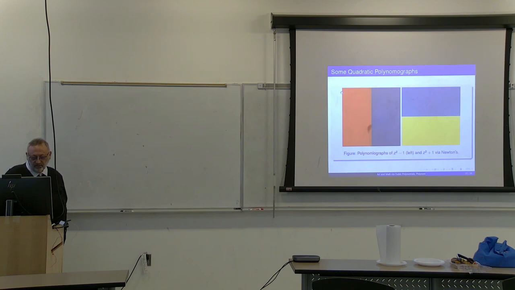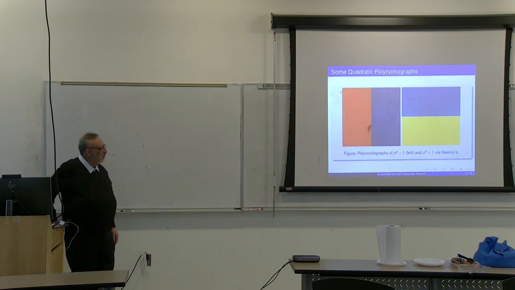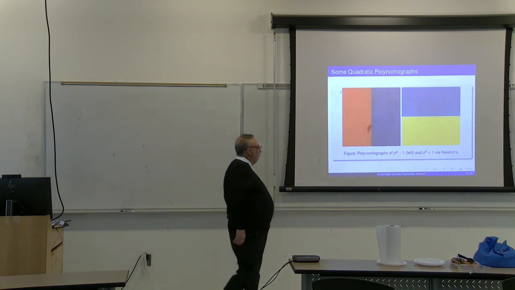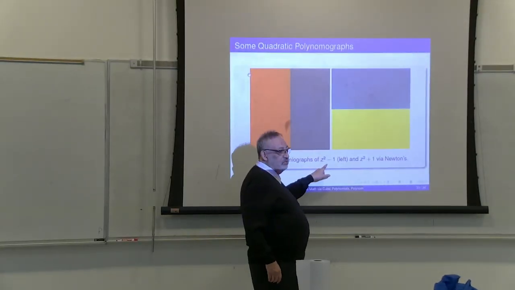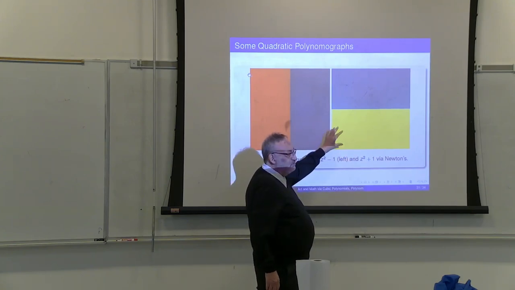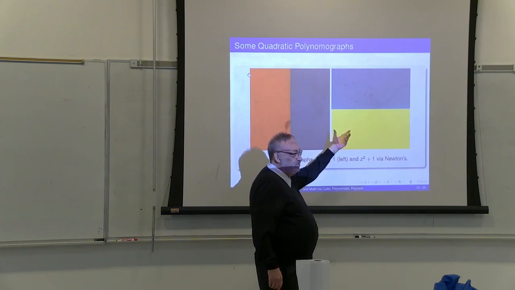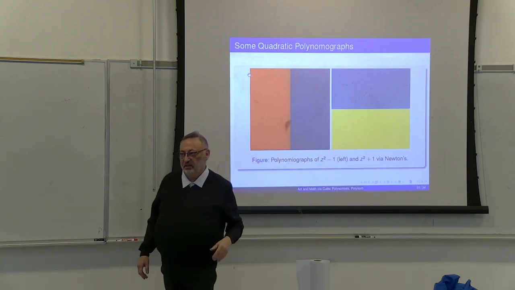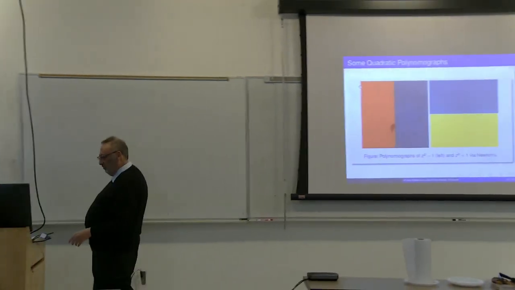The left image is the polynomial graph of z squared minus one. The right image is z squared plus one. It's amazing that while we teach about the roots of z squared minus one even in high school, oftentimes we don't talk about these complex roots. But when you look at this polynomial graph, it's just a rotation of the other one.